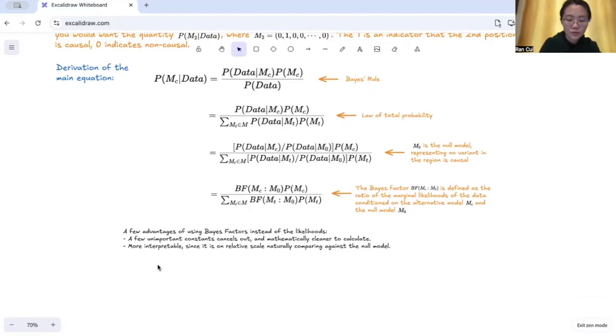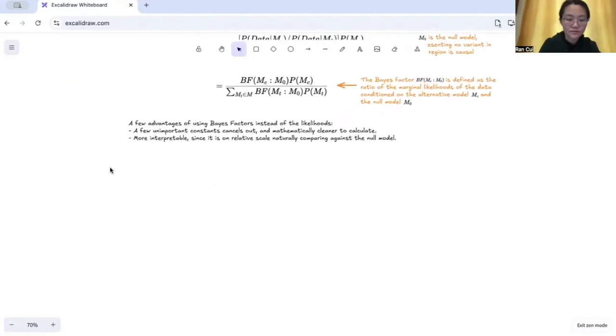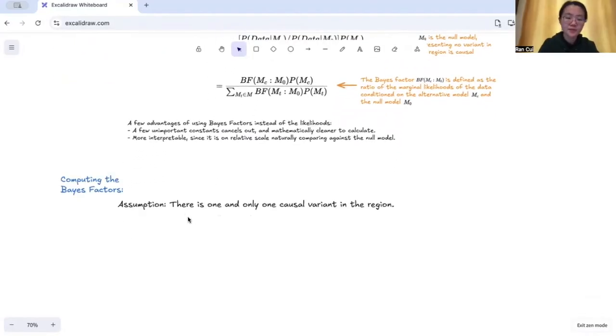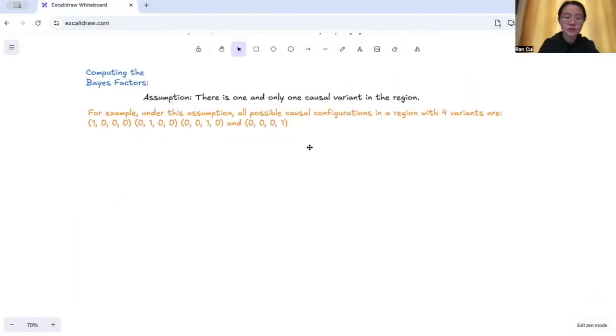Okay, so now we've convinced ourselves that Bayes factors are useful for us. Let's see how it's computed. Let's make the simplifying assumption that there is one and only one causal variant in the region. So what that means is, for example, under this assumption, all of the causal configurations in a region with four variants are these four vectors. This will really simplify the way that we compute the posterior probabilities.